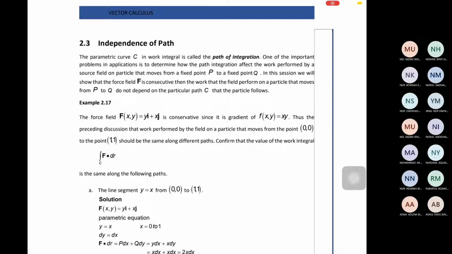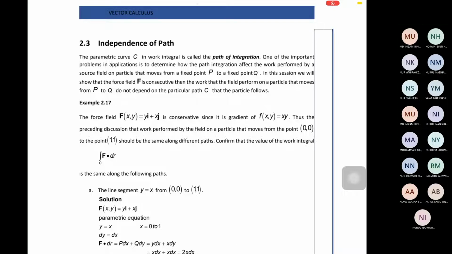In this section, we show that if the force field F is conservative, then the work that the field performs on the particle that moves from P to Q does not depend on the particular path C that the particle follows. Jadi kalau kita dapat menunjukkan that F is conservative, then for any direction of any curve, it does not affect dia punya work done kat situ.